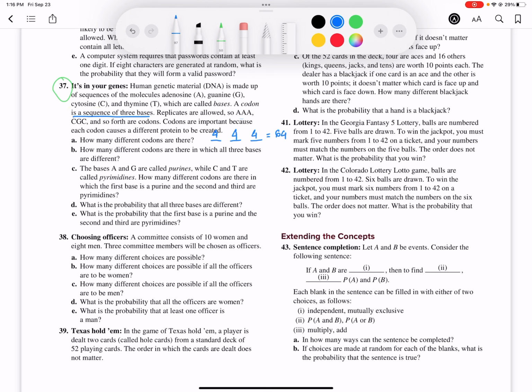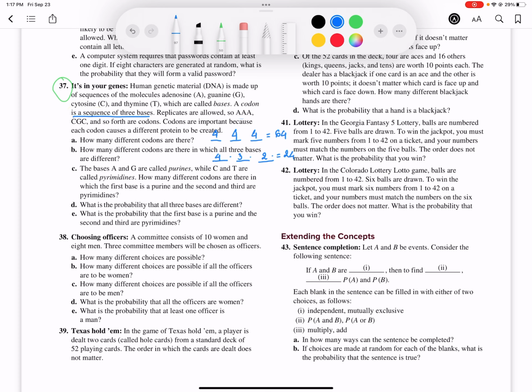For part B, how many different codons are there in which all 3 bases are different? To get a codon, we need 3 bases. For the first base, we have 4 choices. The second base can be anything but not the first one, so we have 3 left. And then we have 2 gone already, so we have 2 left out of 4. So 4 times 3 times 2 gives us 24.